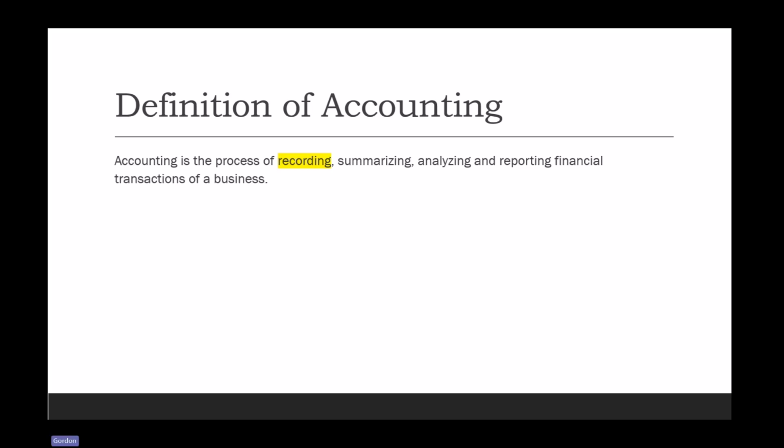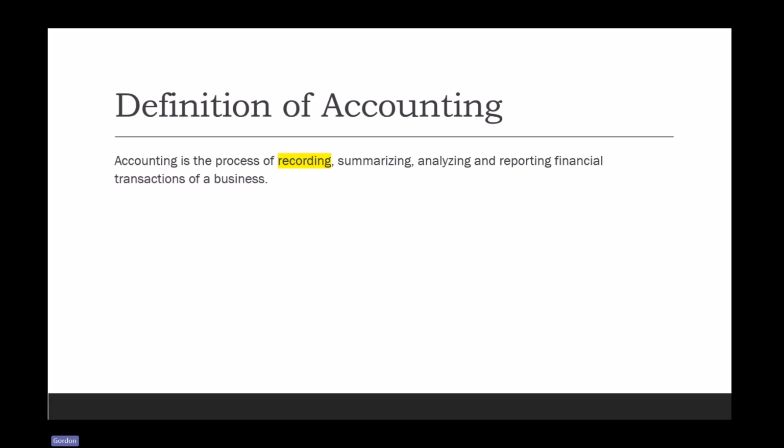And what goes down is an asset, right? My cash has gone down. So I debit drawings and I credit cash. Why am I debiting drawings? Because the rule says that when drawings increase, I must debit it. That is the rule. There's no explanation to it.